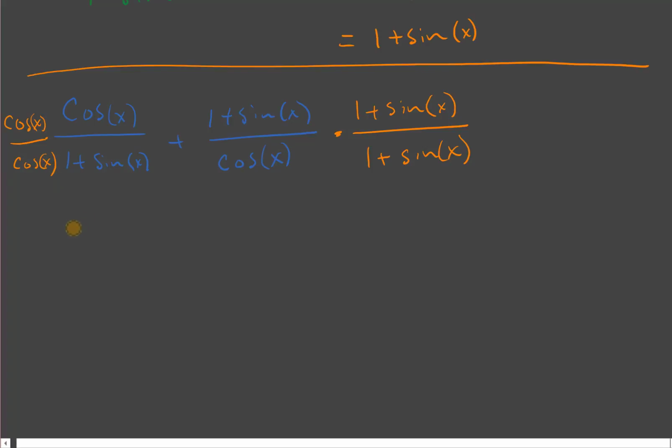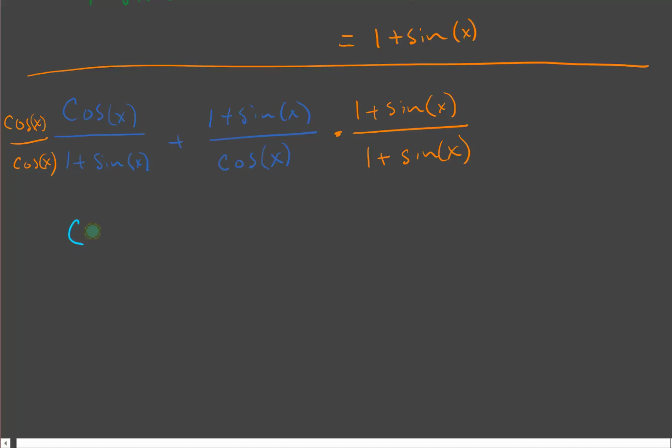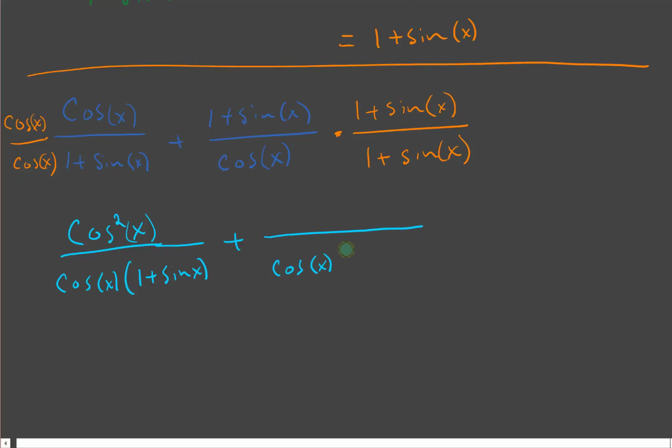Up top, in our first expression, we have cosine squared of x. On the bottom, we have cosine of x times the quantity 1 plus sine of x, and that is our common denominator. Right, we'll have that same denominator over here. We have cosine of x times 1 plus sine of x.